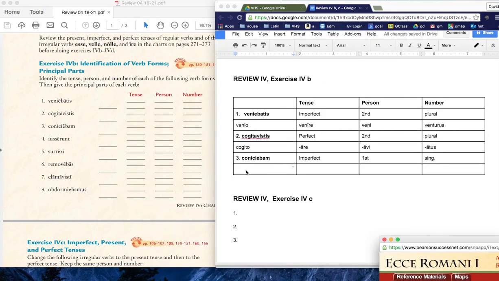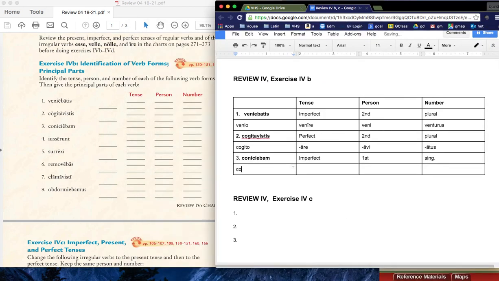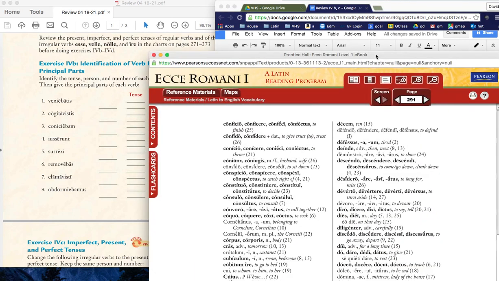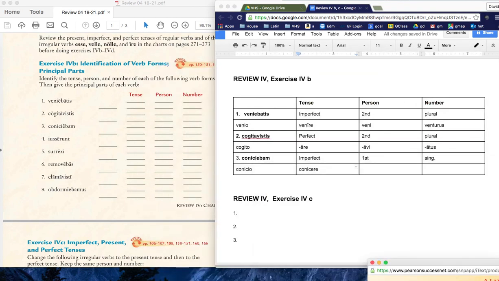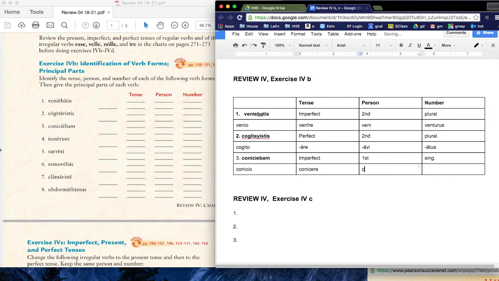So I'm going to move this guy out of the way again. And we'll say konnichio, konnicere, konjeki, and konjectus. This verb happens to mean to throw.